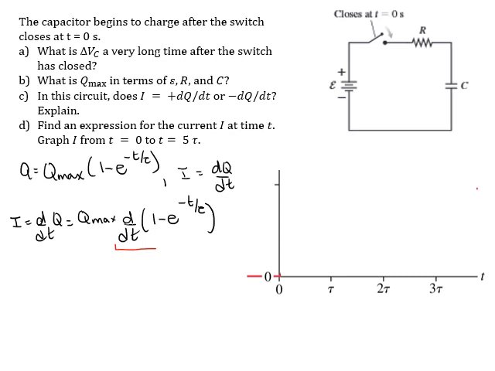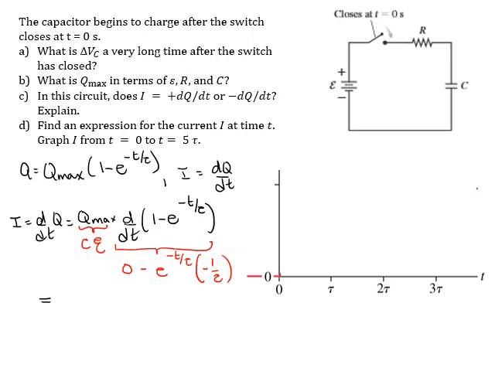Let's see what we can do here. The derivative of 1 minus e to the minus t over tau: the derivative of 1 is just 0 because 1 is a constant. The derivative of e to the minus t over tau is e to the minus t over tau times the derivative of minus t over tau, which is minus 1 over tau. Okay, a little bit complicated. The last thing we might notice is that our maximum charge, we found that in part B, was equal to C times epsilon. Let's try and pull those things together there.